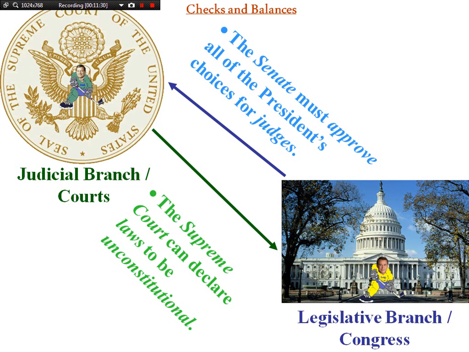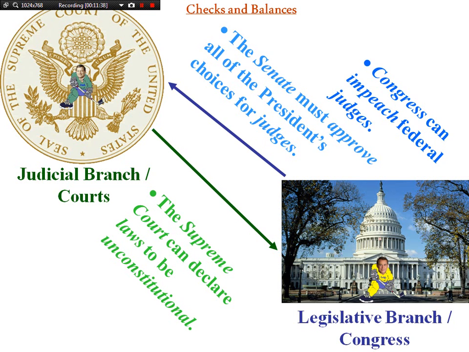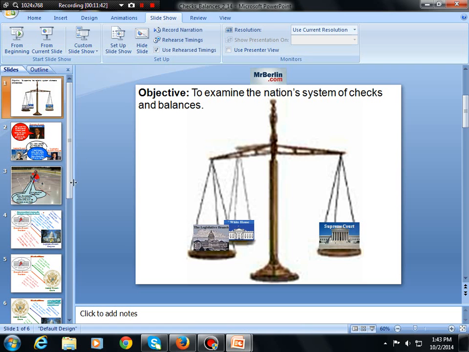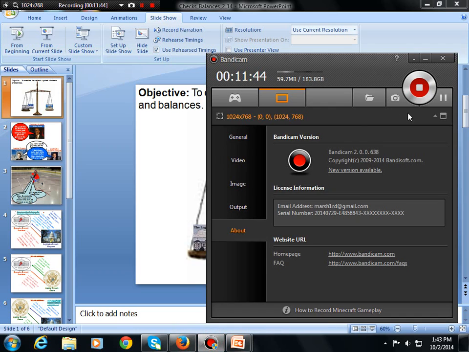Okay, the Senate must approve all presidential choices for judges. Okay, and Congress can also impeach federal judges. Lots to remember, I know.